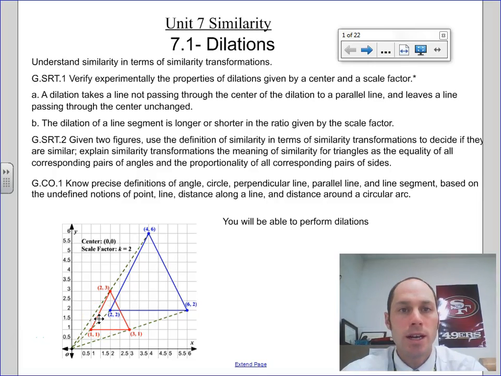Okay, let's begin our unit on similarity, Unit 7. As we begin to talk about similarity, we're going to begin by talking about a similarity transformation by the name of dilations. And so we'll learn how to perform dilations today and what they're all about.